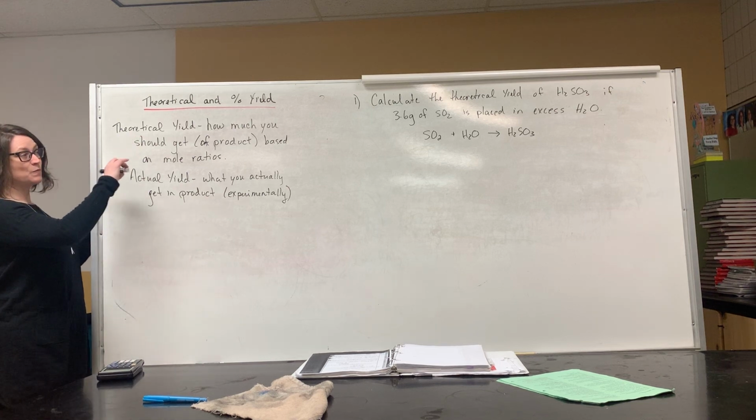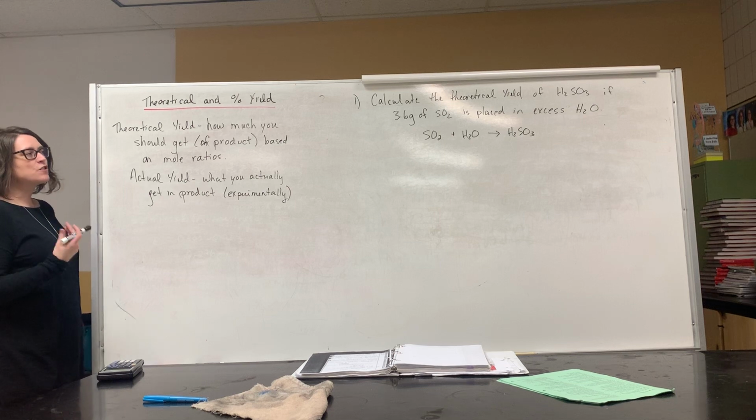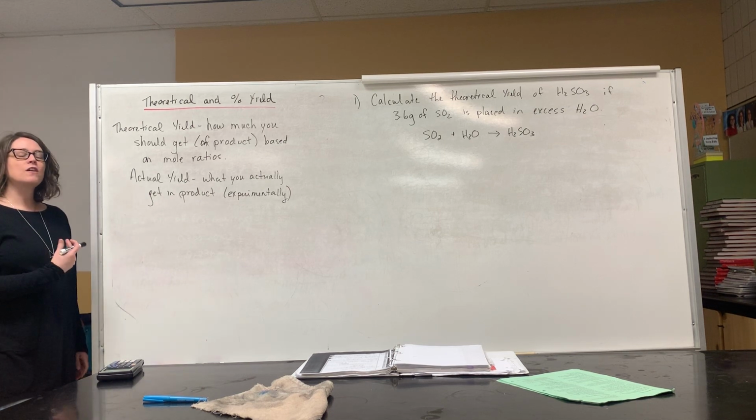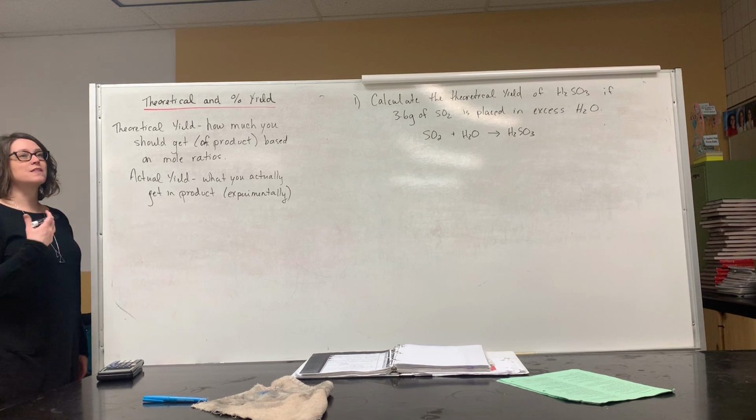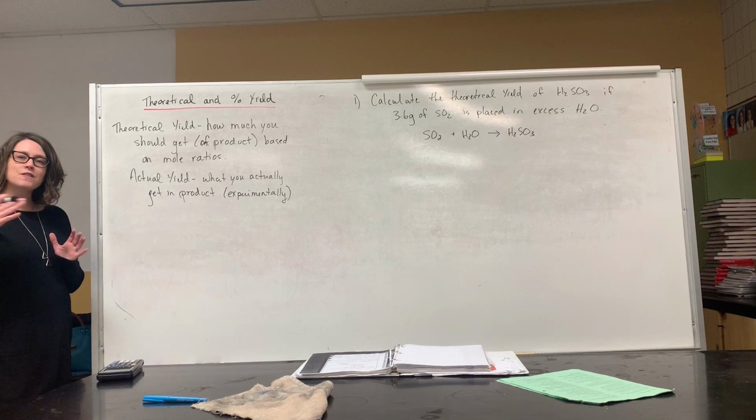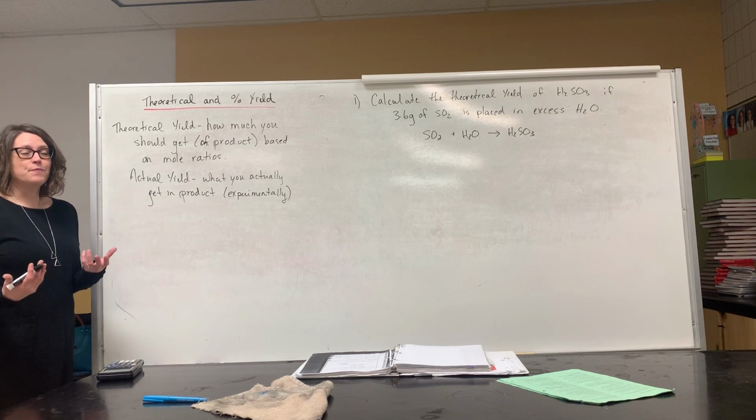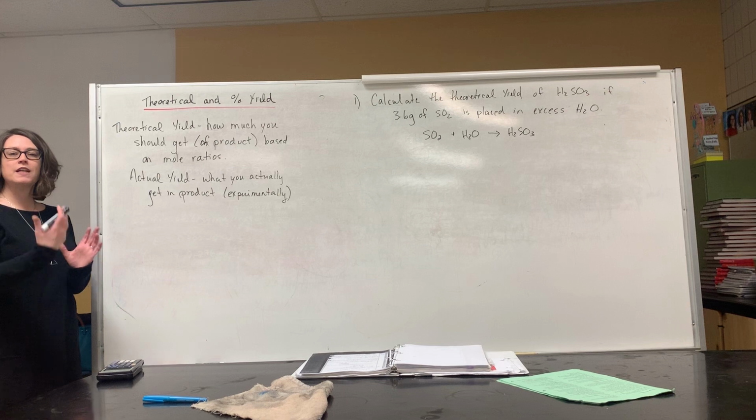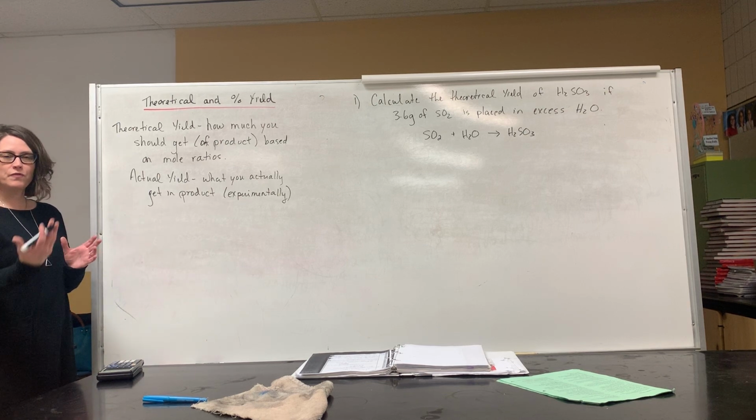So when talking about mole ratios and yields, the theoretical yield is how much you should get of a product, based on our balanced equation. So based on our mole ratios, how much product would you expect to get? All of the stoichiometry that we've done so far has been theoretical. It's not in real life. It's based simply on a mole ratio. We're looking at the coefficients, balancing, working through the mole, figuring stuff out.